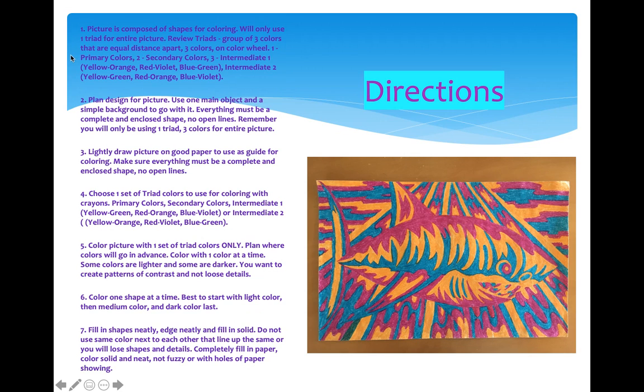All right, so let's look at the directions. Picture is composed of shapes for coloring. Remember, you're going to use only 1 triad for the entire picture. You have the list earlier in the slideshow. You'll have the list in the folder. You need to choose which one. And of course, the first one is the primary colors, the secondary colors, intermediate 1. Oops, and that's backwards. I think it's backwards. And intermediate 2. Let me look at my list. I think I gotta fix that. Yep.